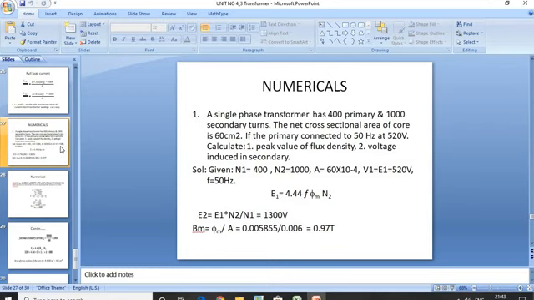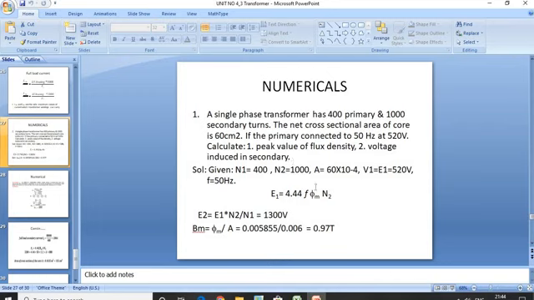So here N1 is the number of turns of primary, 400, then number of turns of secondary 1000, area of cross section 60 cm square. Here I am converting it to meter, hence it is 60 into 10 raised to minus 4. And the primary side voltage is given 520, which is E1. We have to find out peak value of flux density. Peak value of flux density means maximum flux density, B max, we have to calculate. And voltage induced in the secondary means E2 we have to calculate.